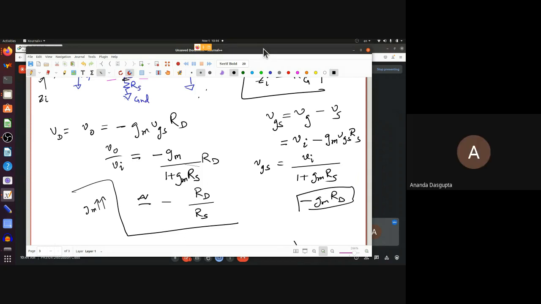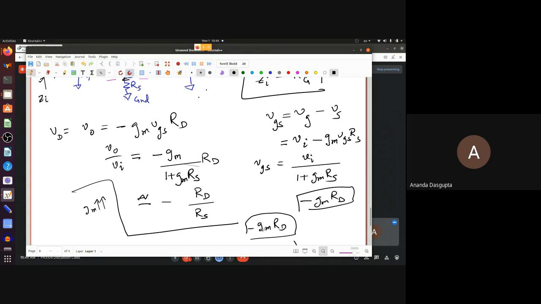Great. That's exactly the right answer. The point is, the gain without RS, minus GMRD, forget the minus sign for the time being, the minus sign just gives you the phase. The size of the gain is GMRD with the RS bypassed. But that may be much larger than RD by RS. However, GMRD will depend strongly on GM, which is a FET parameter.